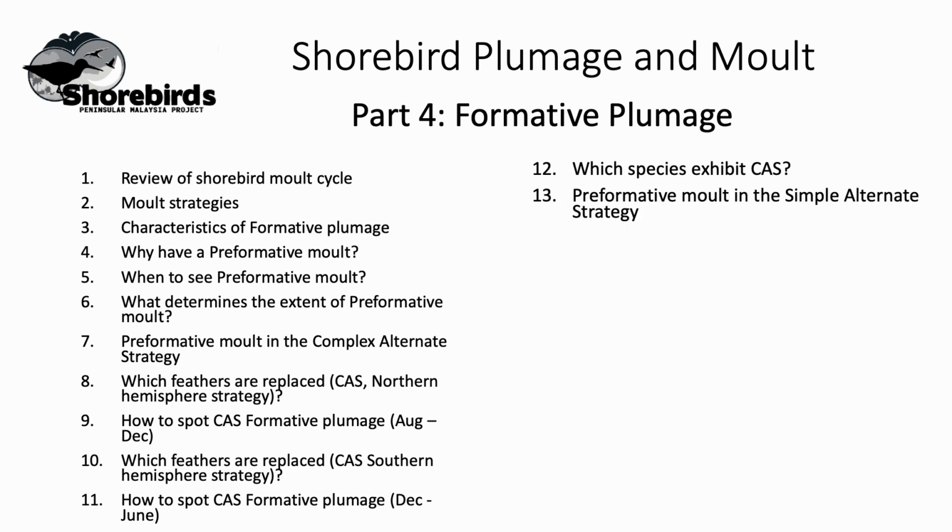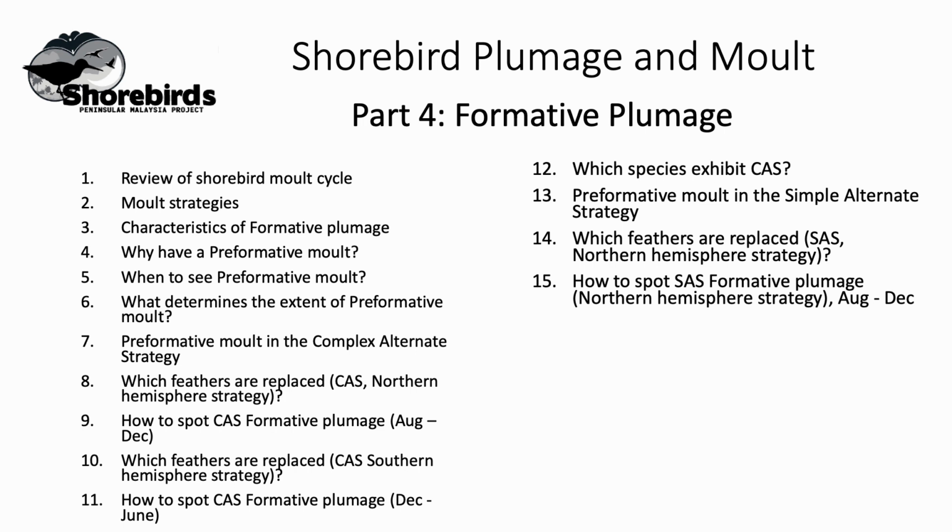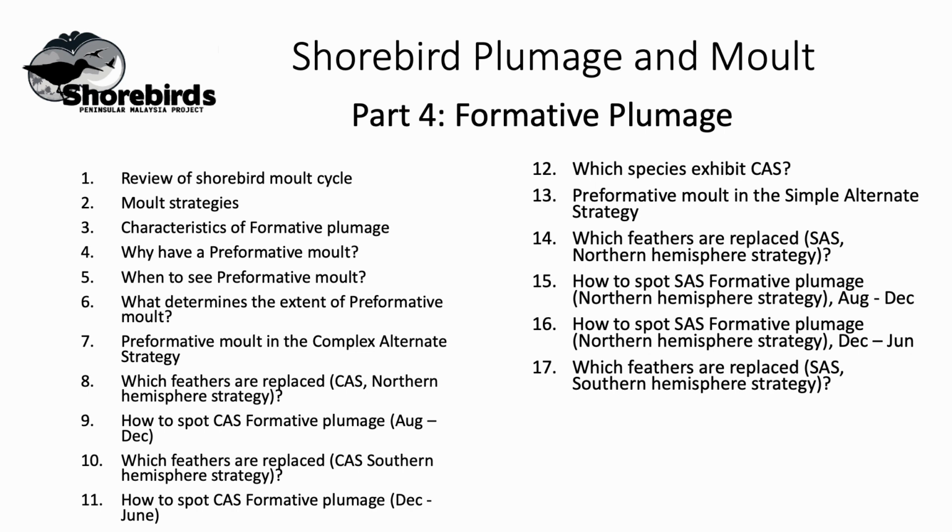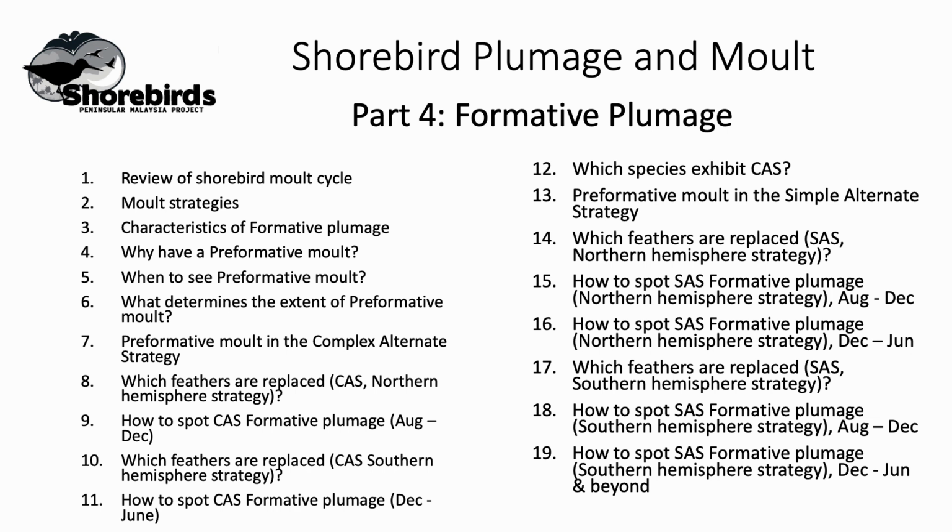Then we'll look at preformative molt in the simple alternate strategy and which feathers are replaced in the Northern Hemisphere strategy of the simple alternate strategy, SAS, how to spot that between the months of August and December in the field, how to spot it in between the months of December and June, and then looking at the Southern Hemisphere strategy for SAS and how to spot that between August and December and June and beyond. And finally, which species exhibit the simple alternate strategy.